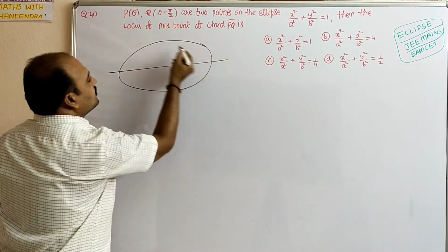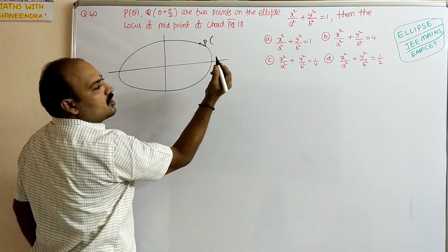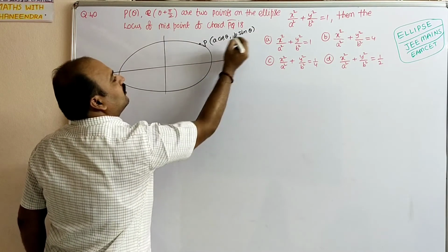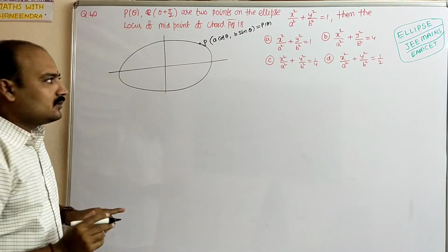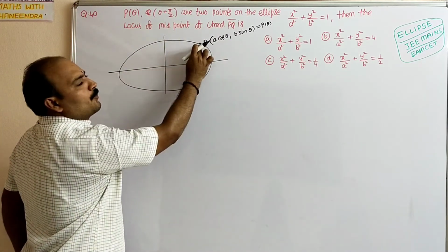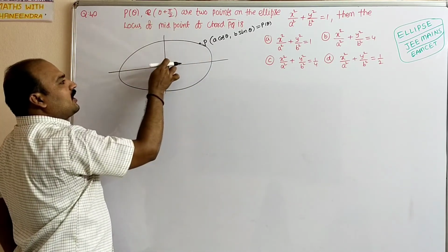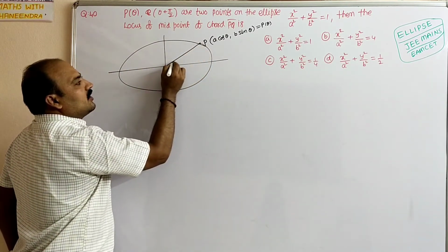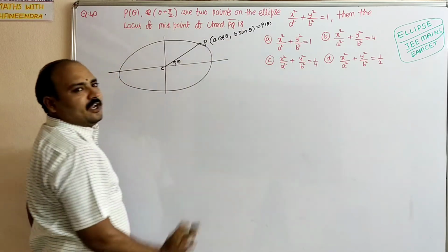This is the equation of the ellipse. Suppose you consider one point P of theta. P of theta means a cos theta, comma, b sin theta. This is the point P of theta. Q of theta plus pi by 2 means, from here to here the angle is theta, and theta plus pi by 2 means from here to here again an angle. So here the angle is theta. Then the parametric point P coordinates are a cos theta, b sin theta.